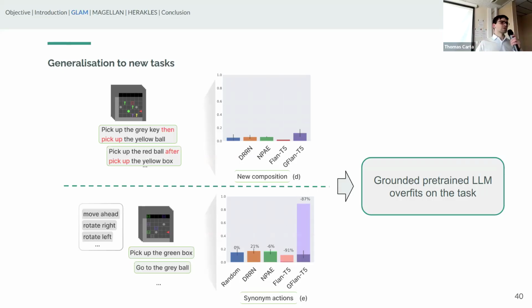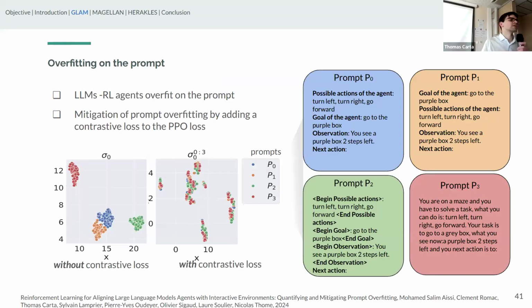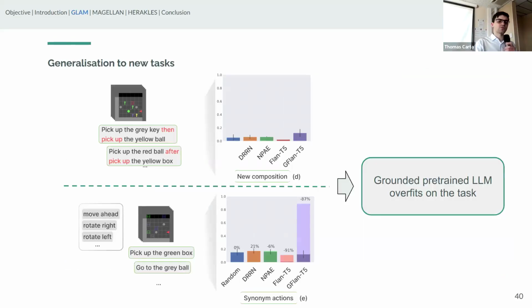And we've trained it for thousands of steps, so it's overfitting, and perhaps there is some decorrelation between the actions that have been trained and the synonym actions. So we are not recovering something that we could expect. And we have shown in another paper that LLM RL agents tend to overfit to the prompt. So it's less surprising to see that this overfitting also occurs on the actions.